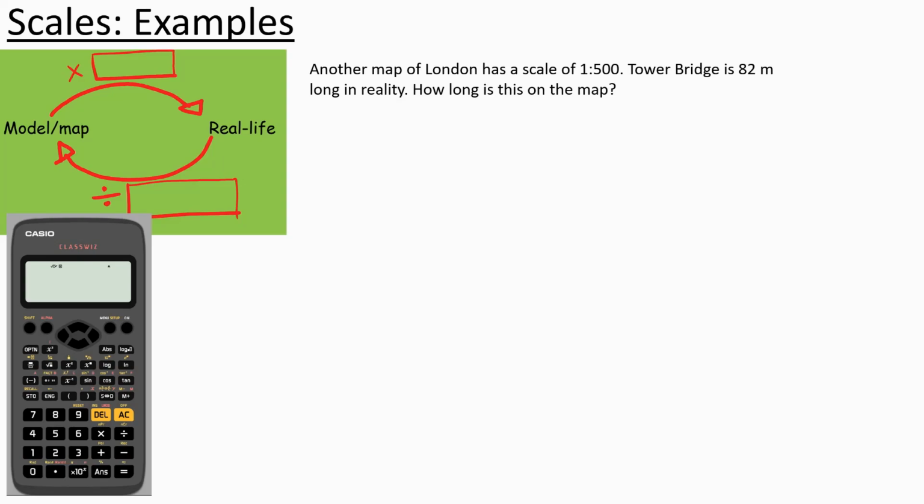Here's another question. Another map of London has a scale of 1 to 500. Tower Bridge is 800 meters long in reality. How long is this on the map? Well, this time our scale is 1 to 500. So to go from the model to real life, I would times by 500. And to go back from real life to the model, you would divide by 500. So I need to do 82 divided by 500.